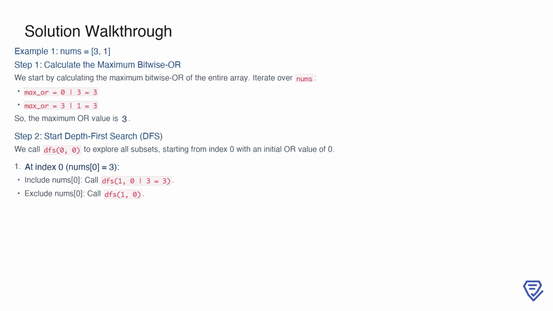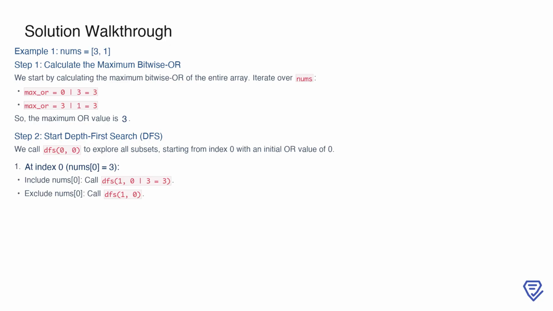To solve this problem, we start with the array nums equals 3, 1. The first step is to calculate the maximum bitwise OR value for the entire array. To do this, we iterate through the elements and perform a bitwise OR operation cumulatively. Initially, max_OR is 0. When we include the first element, 3, the calculation is 0 OR 3, which results in 3. Then, adding the second element, the calculation becomes 3 OR 1, which still results in 3. So, the maximum OR value for the array is 3.